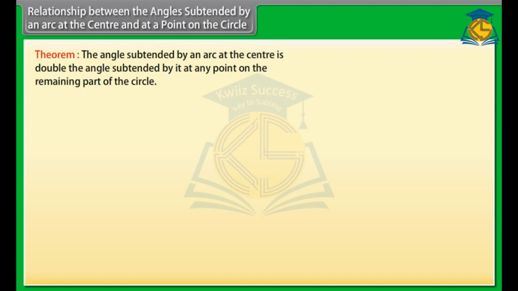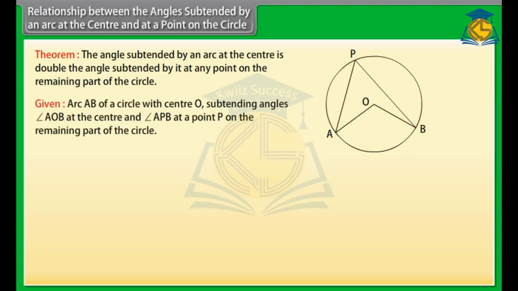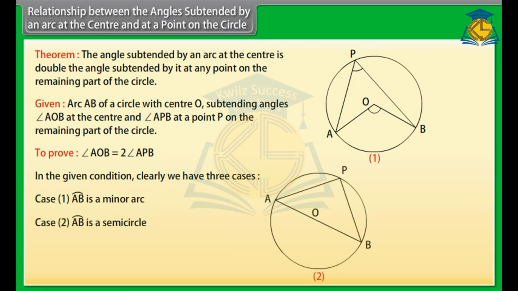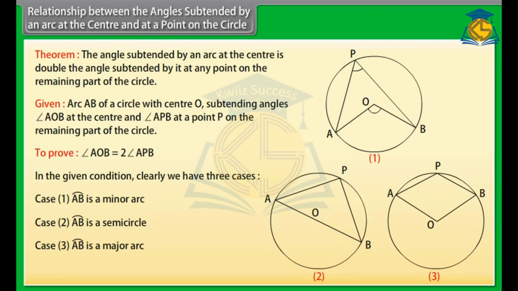Theorem. The angle subtended by an arc at the center is double the angle subtended by it at any point on the remaining part of the circle. Let's prove it. Given arc AB of a circle with center O, subtending angle AOB at the center and angle APB at a point P on the remaining part of the circle. To prove, angle AOB is equal to 2 angle APB. In the given condition, clearly we have three cases. Case 1, AB is a minor arc. Case 2, AB is a semicircle. Case 3, AB is a major arc.